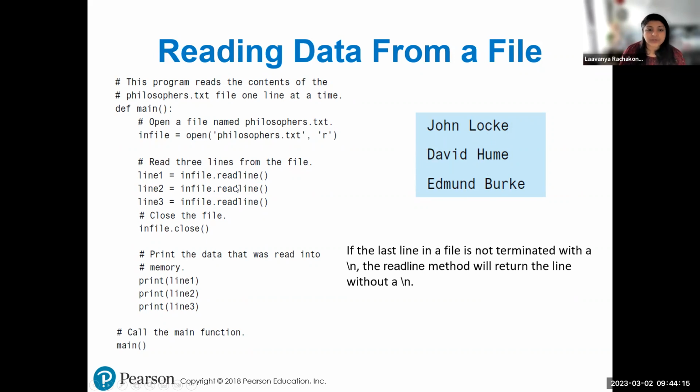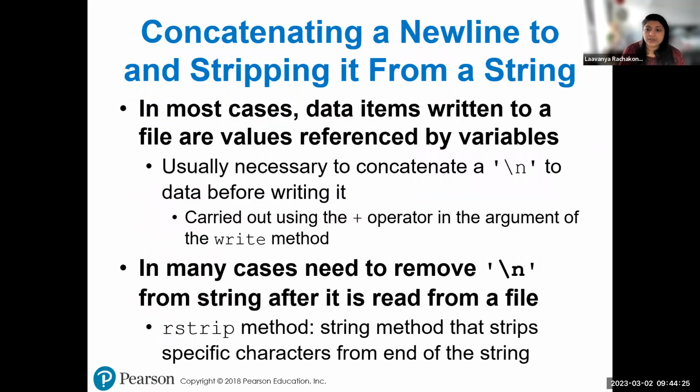So if I want to remove that \n, I can use the rstrip method that we'll be seeing in the next slide. So if you want to remove the \n, you will be using the rstrip method. rstrip is basically the right strip. We will be talking more about rstrip and lstrip when we talk about strings in chapter 8.